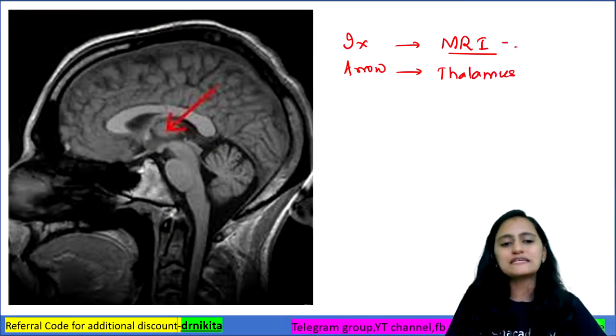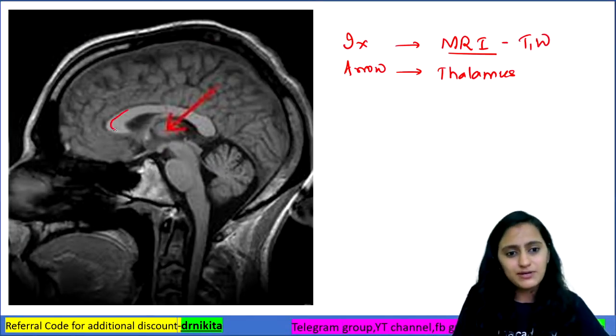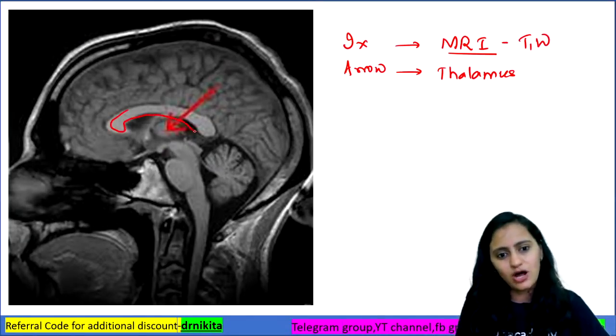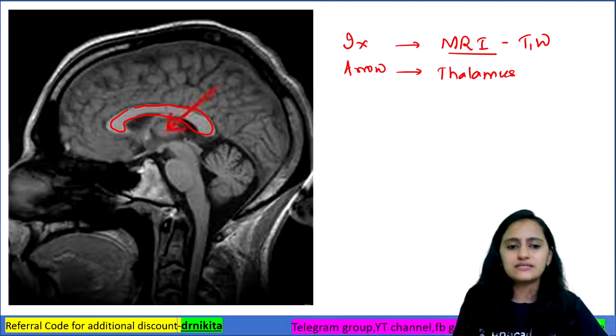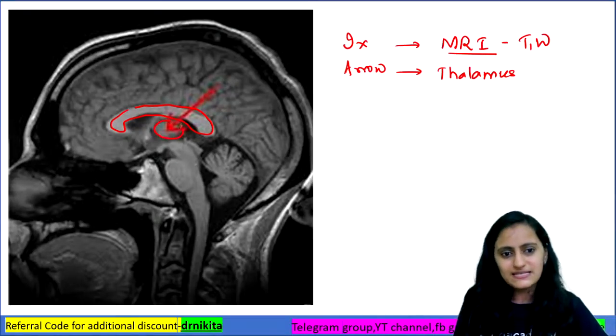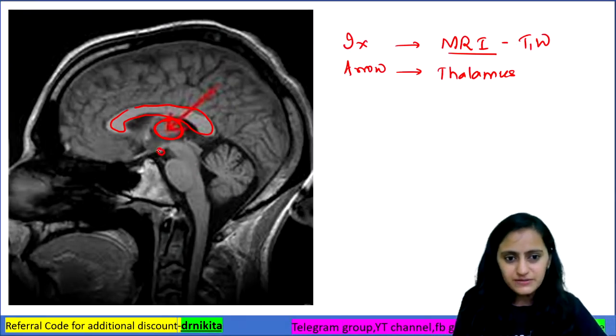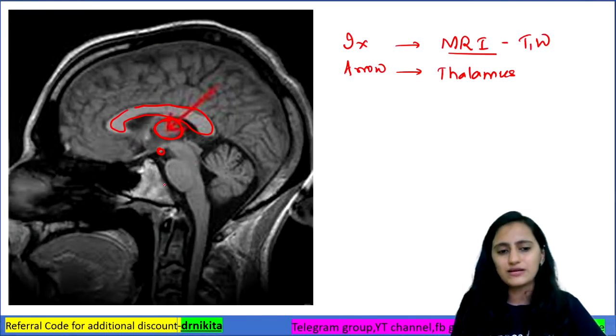If I ask you which sequence in MRI this is, it is a T1 weighted MRI, because you can see the white matter here, which is the corpus callosum, which is white. White matter is white, anatomy is followed in T1 weighted sequence, and this structure here is the thalamus. What is this rounded structure there?